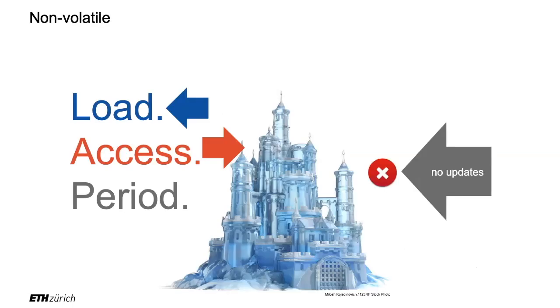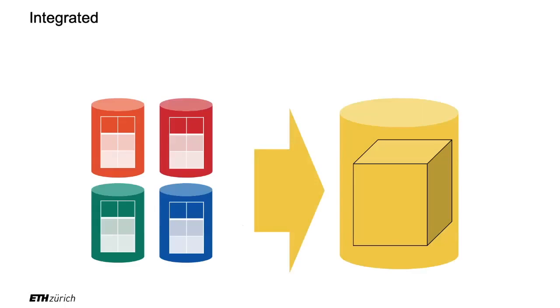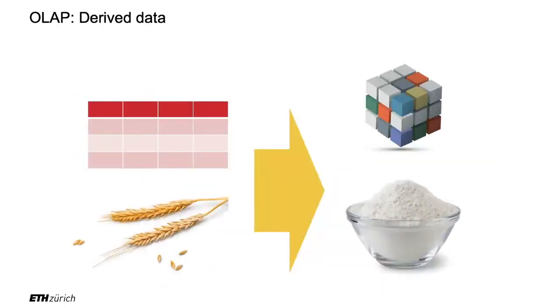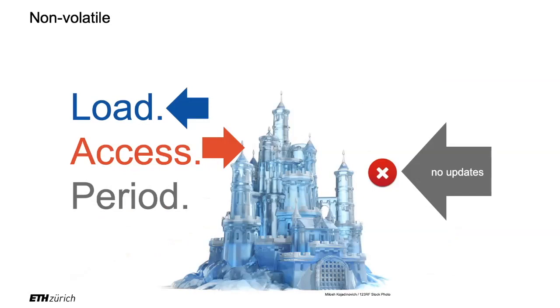And finally, non-volatile means, and here again I'm repeating myself, it's not about updating the data. You basically pour it periodically, maybe every quarter or every night, into the data warehouse, and then it's frozen. You don't touch it. That's it. It is what it is. You just start analyzing it with your queries, but there are no updates. You load it, you put it in the system, and you access it. And that's pretty much it.